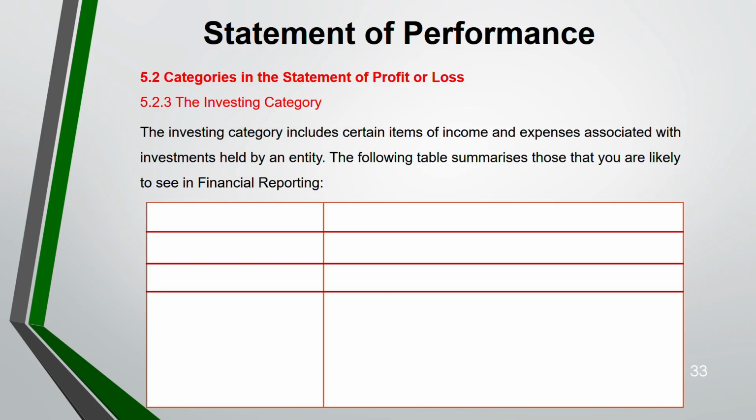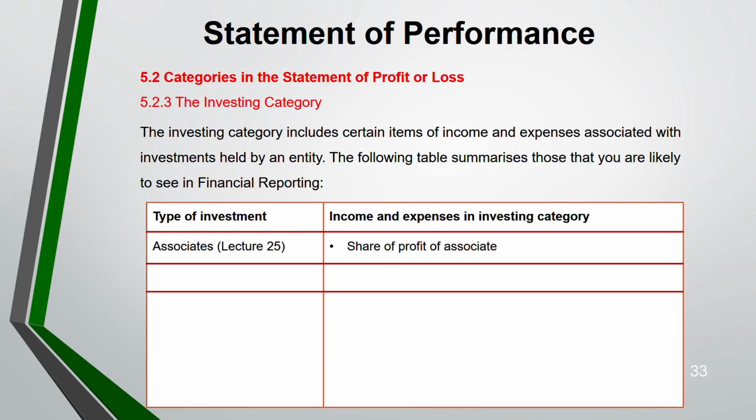So under investing category, certain items of income and expenses are associated with investments that are held by an entity. This table will give you a summary that you are likely to see in your financial reporting exam. So, the type of investment and the income and expenses in investing category. The first investment, associates. Associates we are going to cover in lecture 25 in detail. The income relating to associates, that is the share of profit of associate, will go under your investing category.